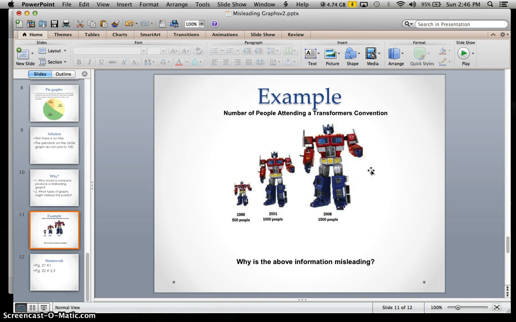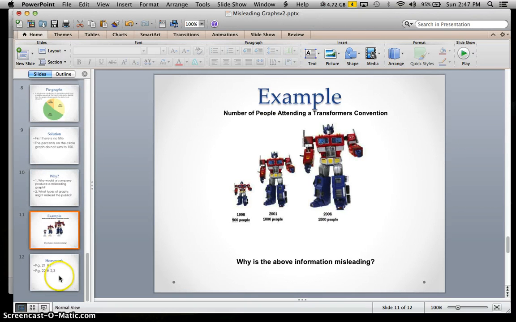So why is the above information misleading? This is an example of a misleading graph. I would like you to tell me why this information is misleading. So think about what these pictures are representing, and think about the number of people that is changing between the different years at this Transformers convention. When you're done that, hopefully I've come around and had a little chat with you.